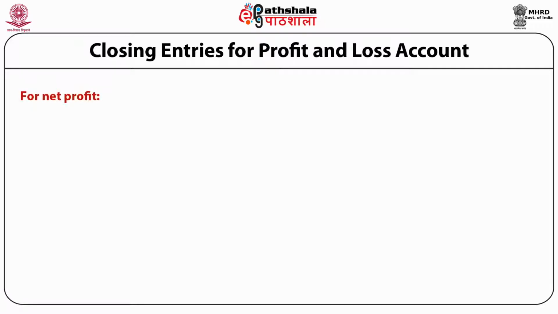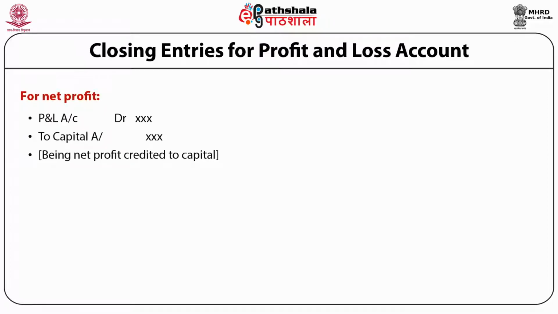For the purpose of net profit, the entry will be profit and loss account debited to capital account. Because profit and loss account is transferred to capital account, and due to profit, capital increases. That's why the capital account is credited and the entry is profit and loss account debited to capital account.